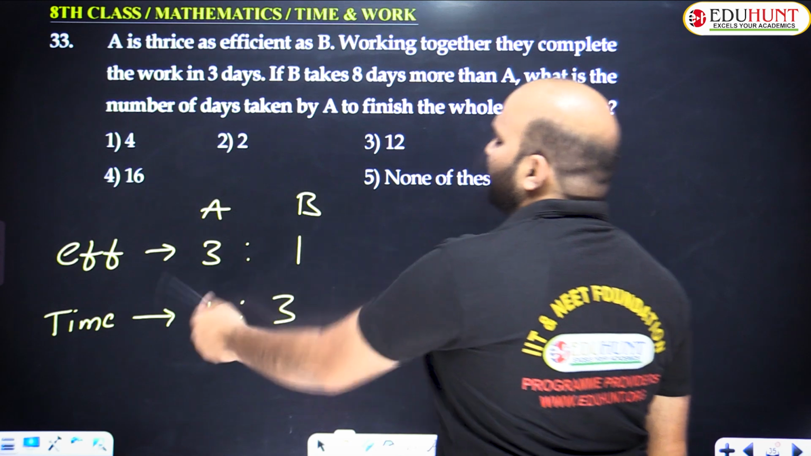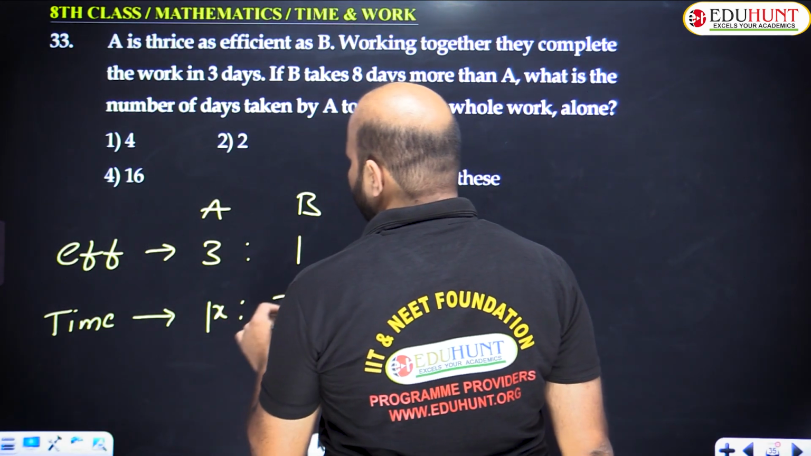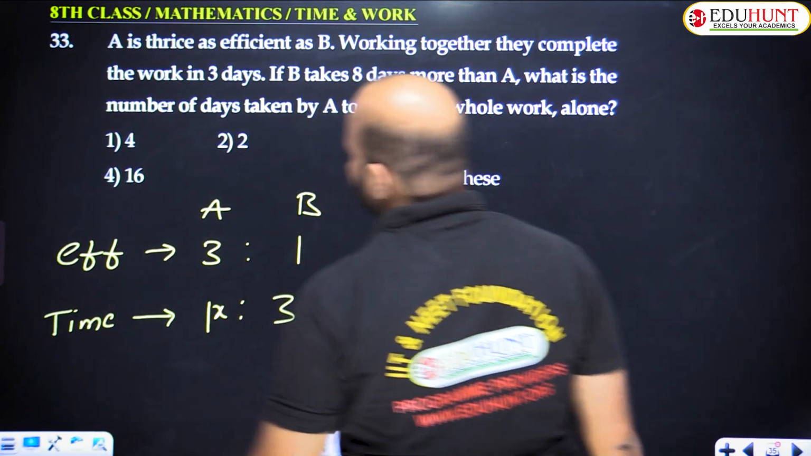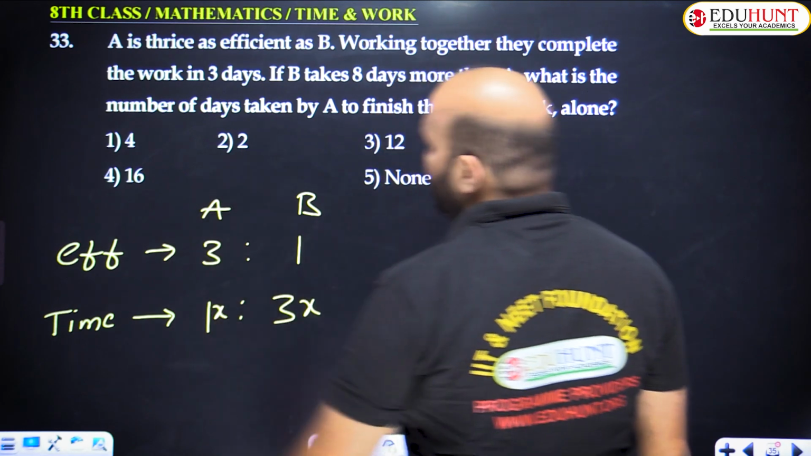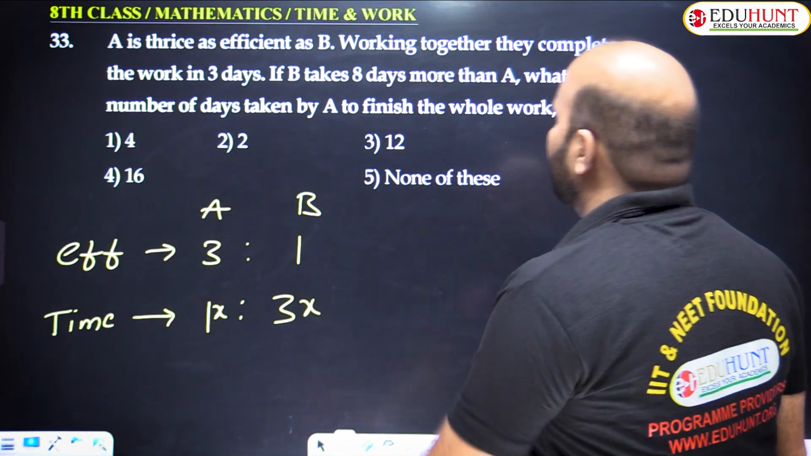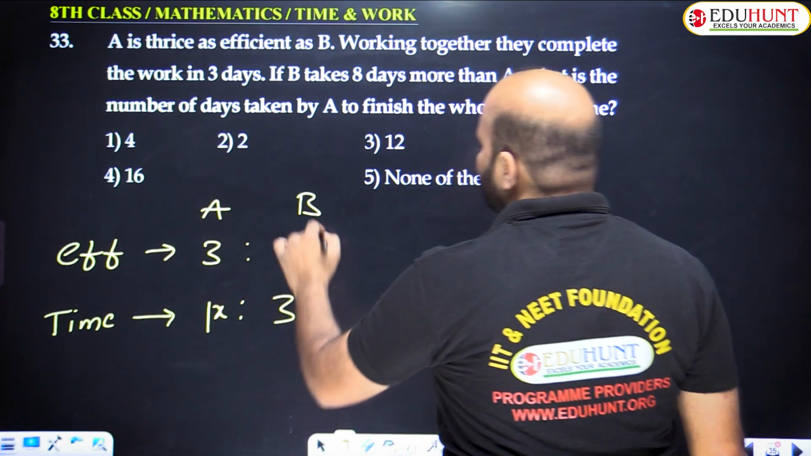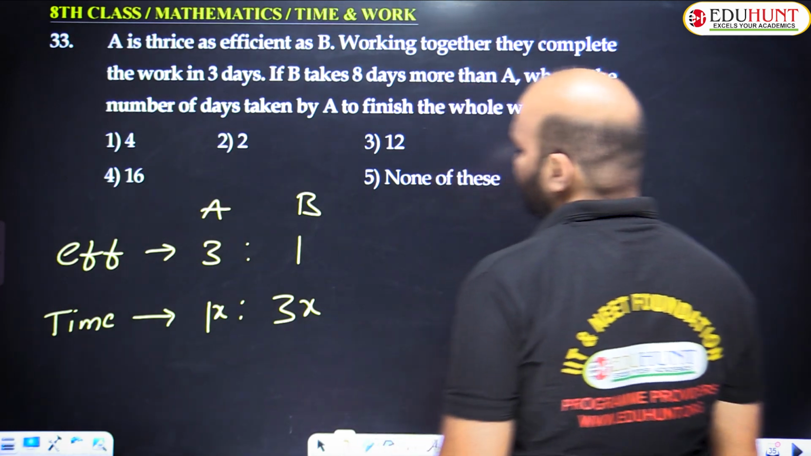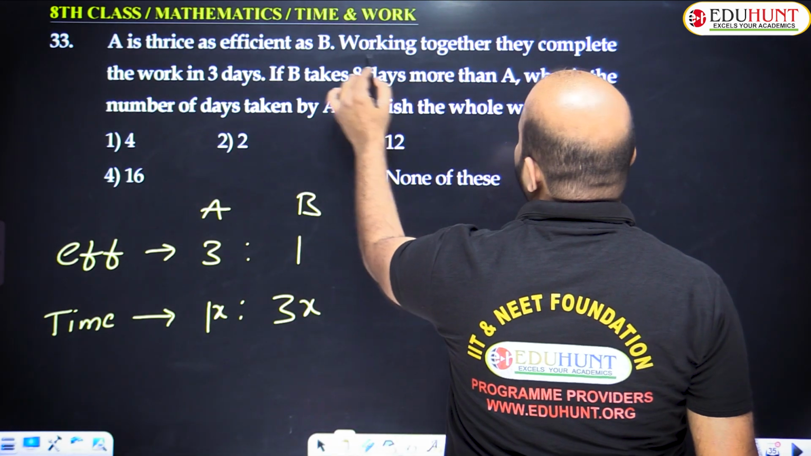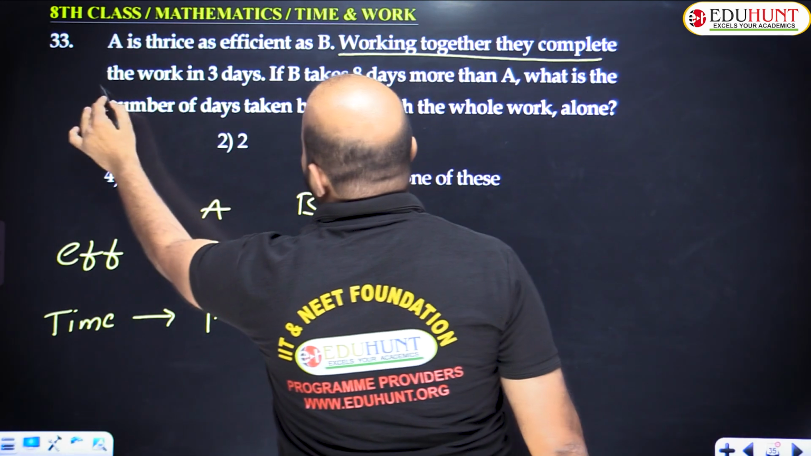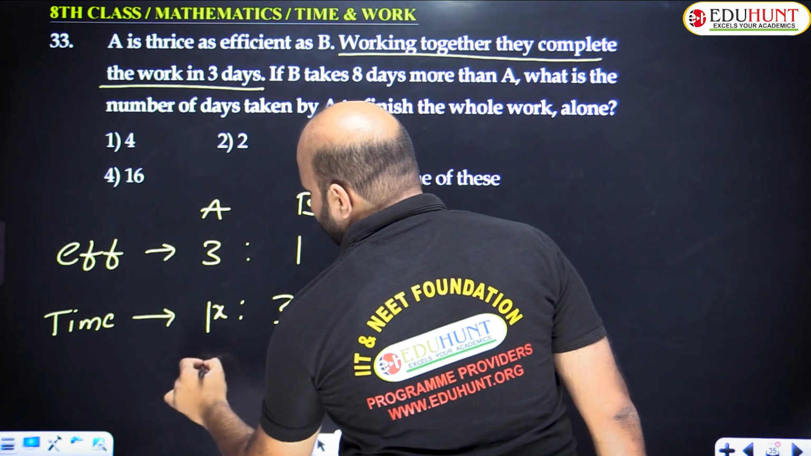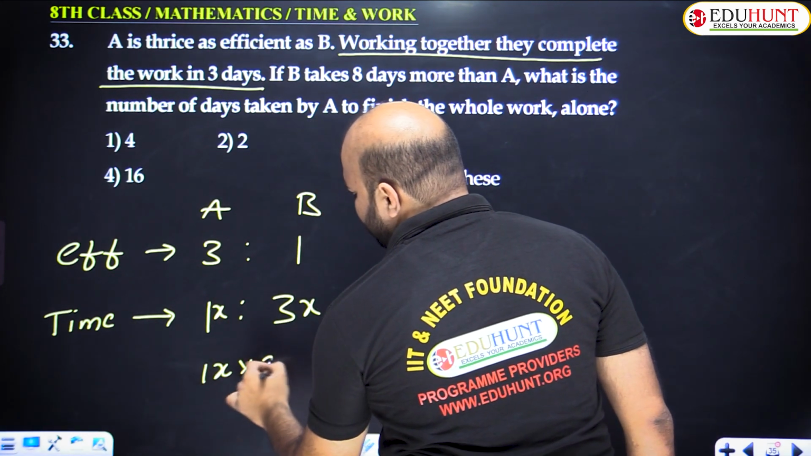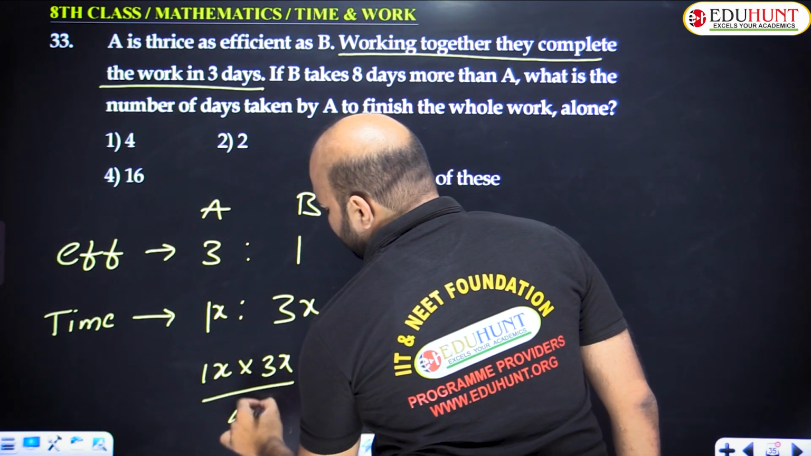So first, it will be converted into time. Let us consider this as 1x and 3x. So 1x is nothing but A alone completing the piece of work, and 3x is B alone completing the piece of work. In that question, what am I given? Working together they finish the work in 3 days. Working together means what? Product by sum, nothing but 1x into 3x by sum 4x, equal to how much given?